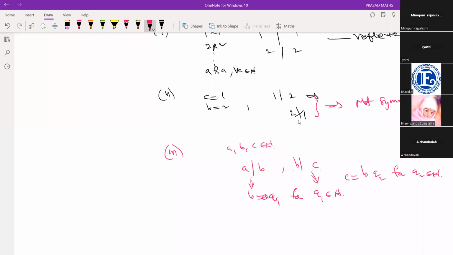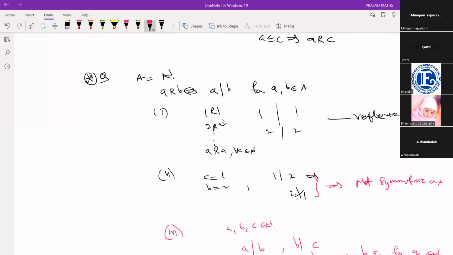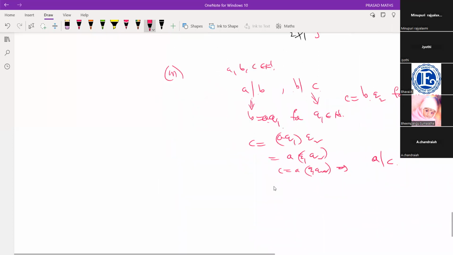So what is this? C equals, substituting the B value in this equation, what do you get? A q1 into q2. Therefore, this can be written as A into q1 q2. Therefore, C equals A q1 q2. Therefore A divides C. So whenever A divides B and B divides C, automatically A divides C. Right? So therefore, it is transitive. So it is reflexive, but not symmetric, but it's transitive.